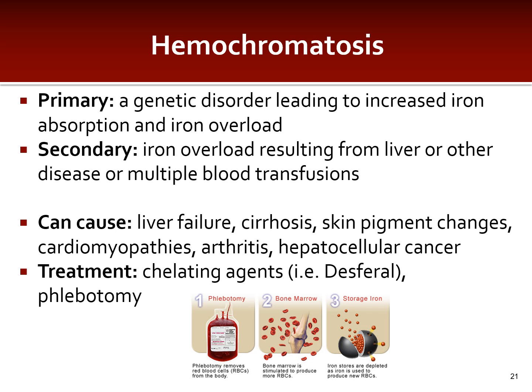Some causes of hemochromatosis could be liver failure, cirrhosis, skin changes, cardiomyopathies, arthritis, and then hepatocellular cancer, so liver cancer. How we treat these clients, we can do chelating agents like deferoxamine, and also phlebotomy, where they go in and remove some of the blood. And when they remove it, like I said, that could decrease the iron overload.